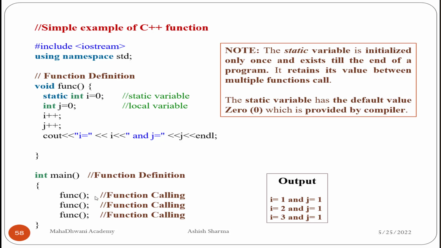Where are we calling it? We are calling here. Func, we are writing the name of the function, function calling. Again we write the name of the function, function calling, and again. In these calls we can see the same function being called 3 times, 1, 2 and 3.